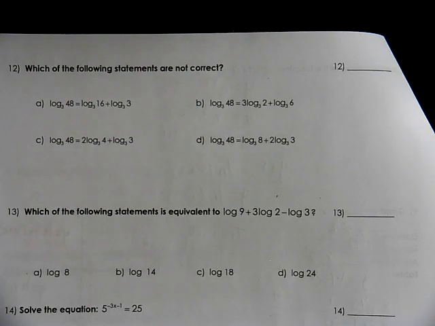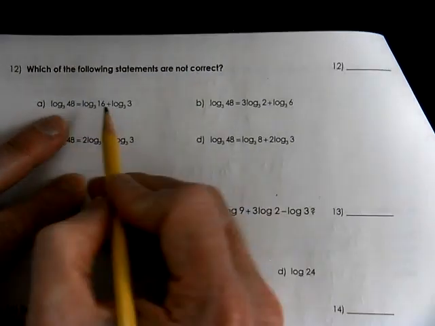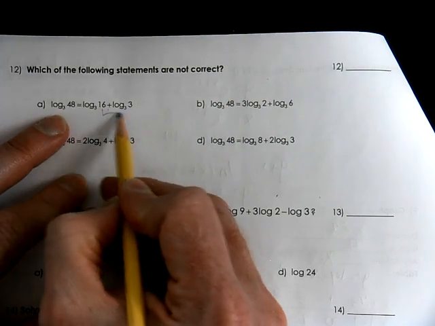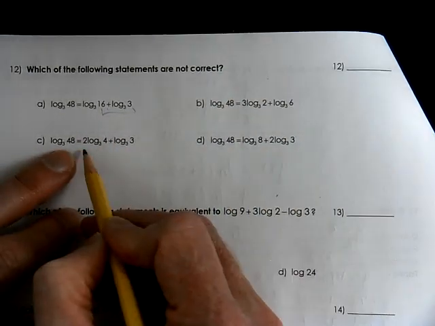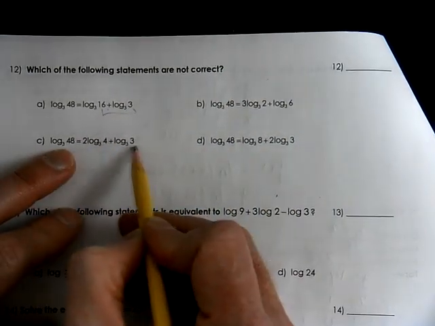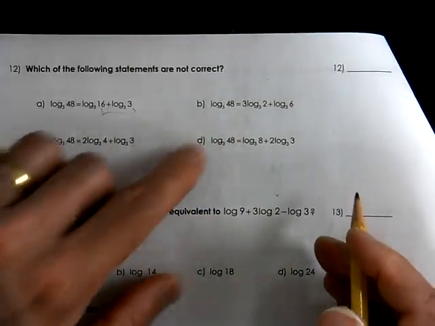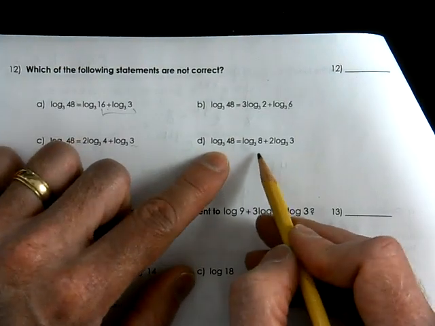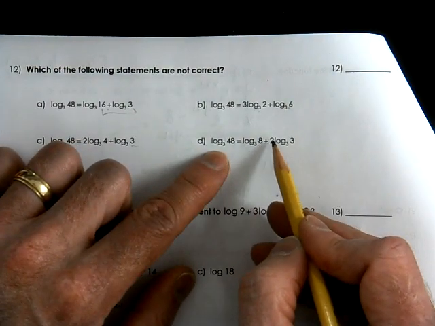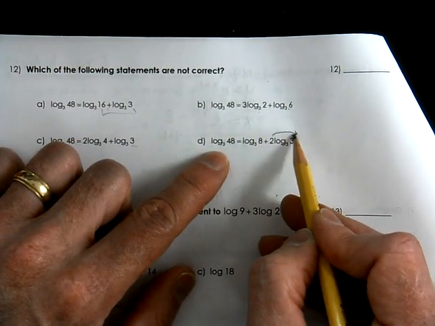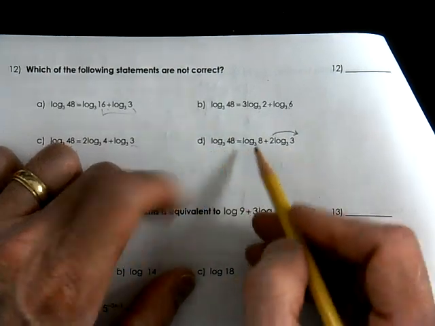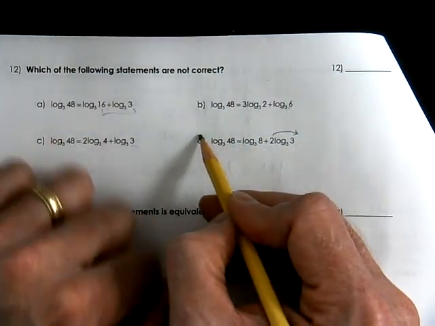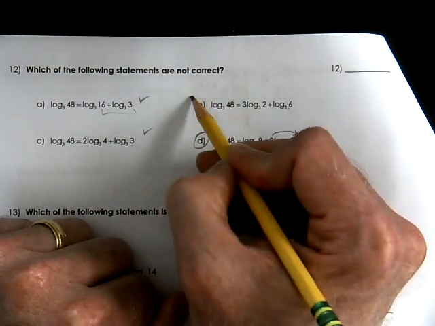Which of the statements are not correct? When you're adding, you're going to multiply, so that's 48. That would be 16 times 3, which is 48. This is 8 times 6, which is 48. And this is 8 times 3 squared, which is 9. That's 72. So it looks like this one is not correct. These all work.